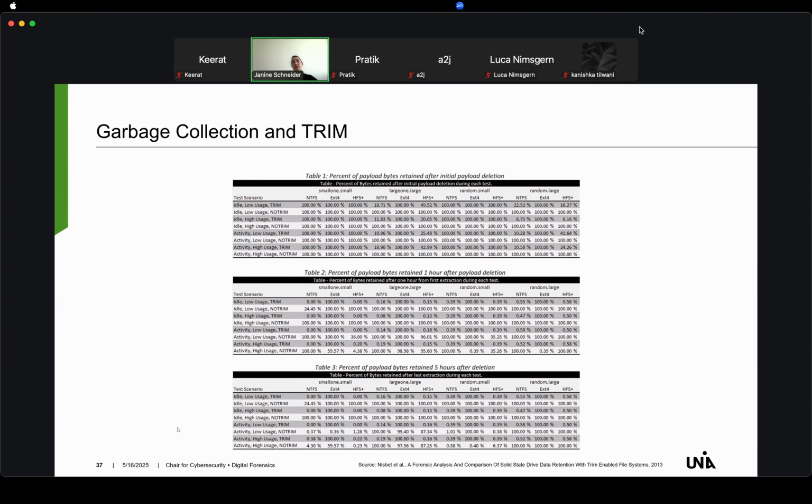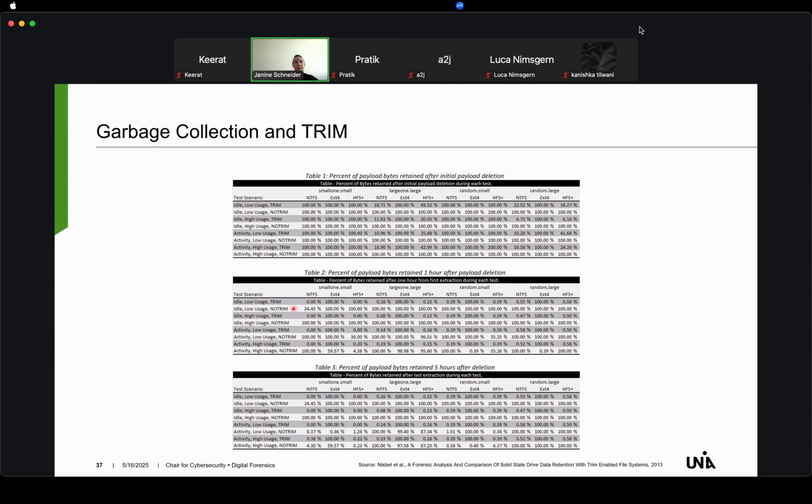So they made some experiments on that to figure out how long it takes for the data to be erased because it's important for digital forensics. And yeah, so what they did is they had a couple of SSDs with different file systems on it, so NTFS, ext4, HFS plus. They had small ones, larger ones.